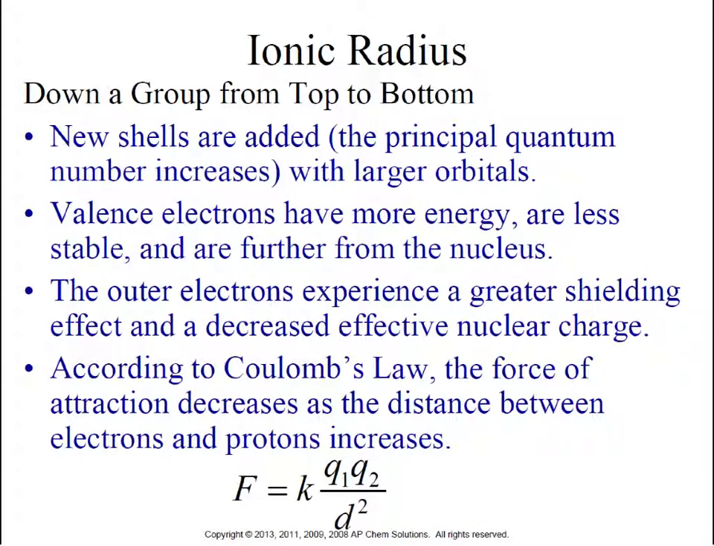So when we talk about ionic radius from top to the bottom, so as we go down, it's the same rules as neutral atoms. We're adding more shells, and so therefore the radius is going to go up. So we're just talking about top to bottom, same general rules, Coulomb's law, adding new shells, forces of attraction.